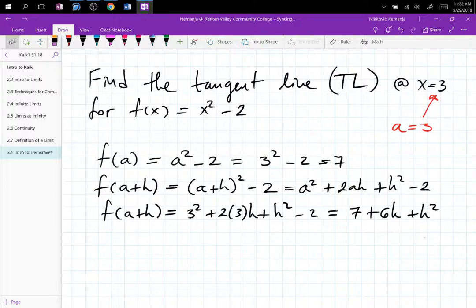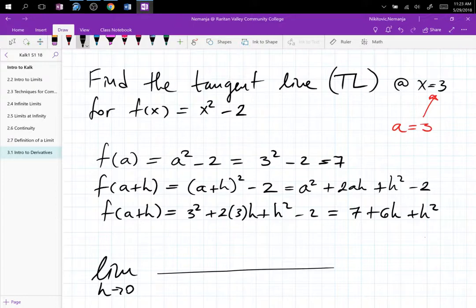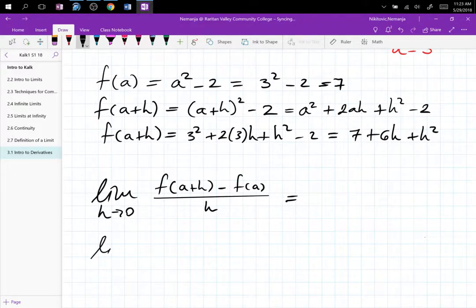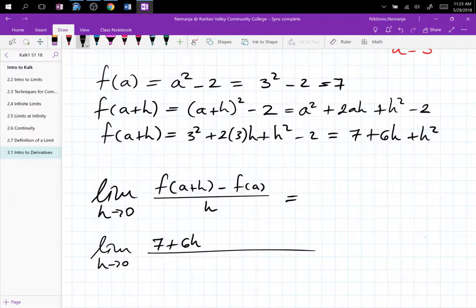So now I can compile the limit finally. The limit as h goes to 0. Let me write the formula one more time: f of a plus h minus f of a, divided by h. And now we plug everything in. Limit as h goes to 0. f of a plus h is 7 plus 6h plus h squared, minus 7, which is f of a, divided by h. As you can see, the 7 dies.